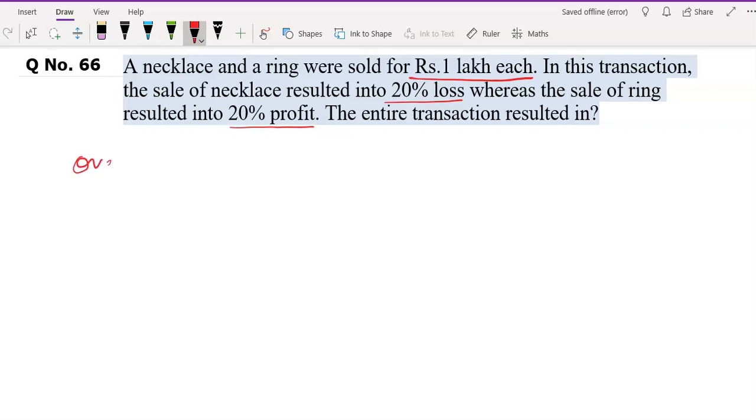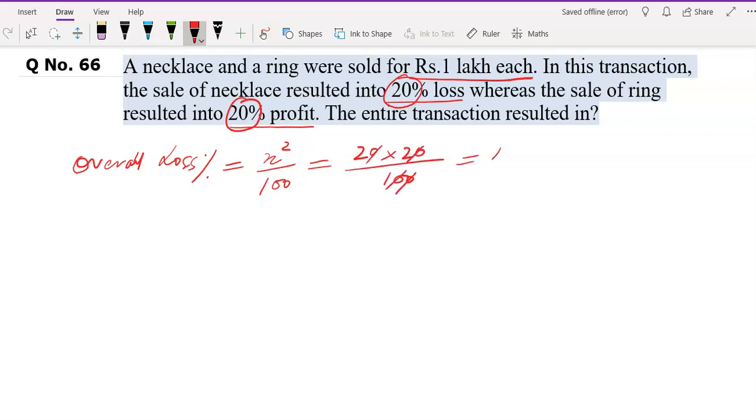So we can use our formula, which is overall loss percent is equal to x square upon 100. Now here x is 20% profit and 20% loss. So 20 into 20 upon 100, so we have a loss of 4%. Now 4% in fraction, we know it's 1 by 25. So loss means minus. So this is our loss.